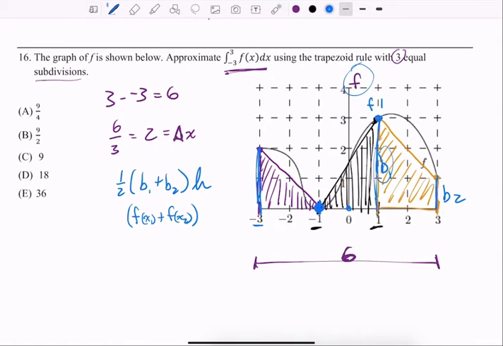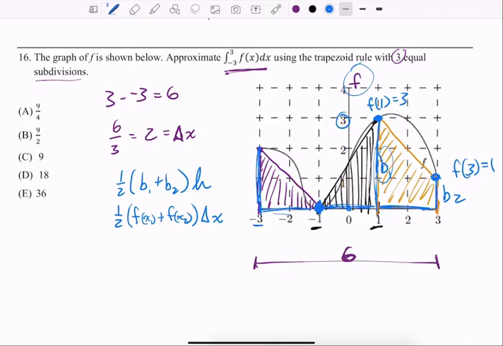Now, in terms of the function, this base 1 is f of 1, which equals 3. We know this equals 3 right here. And then this base 2 is actually f of 3. That's right here, which we know is 1 just because of the graph. So then we take that, we multiply by 1/2, and then all of our h's, which is actually delta x, is 2. Okay, this is 2, this is 2.